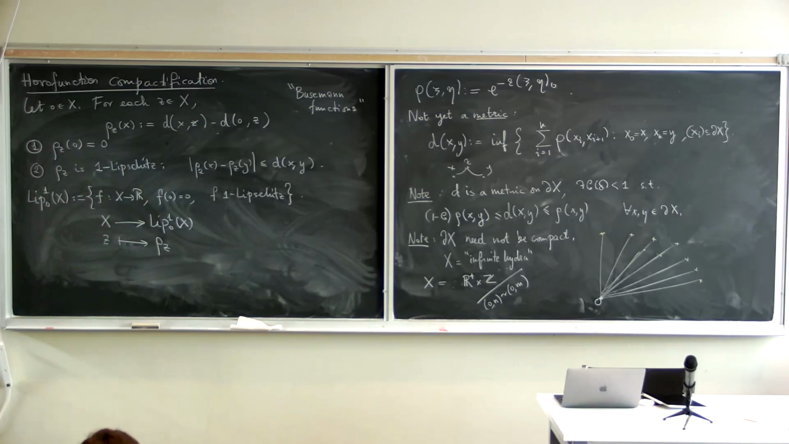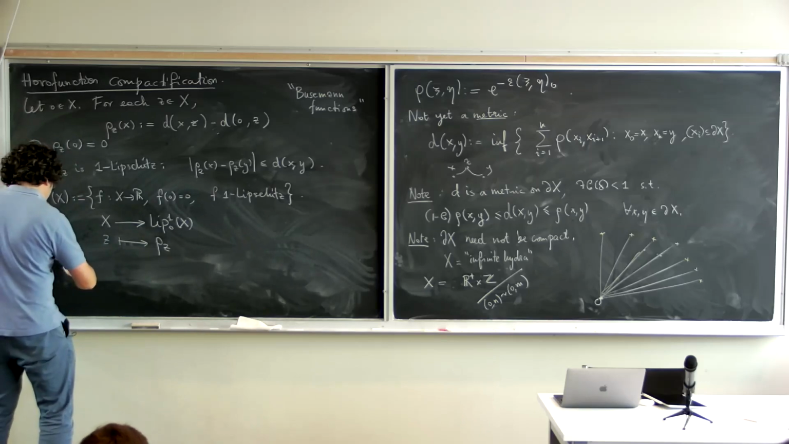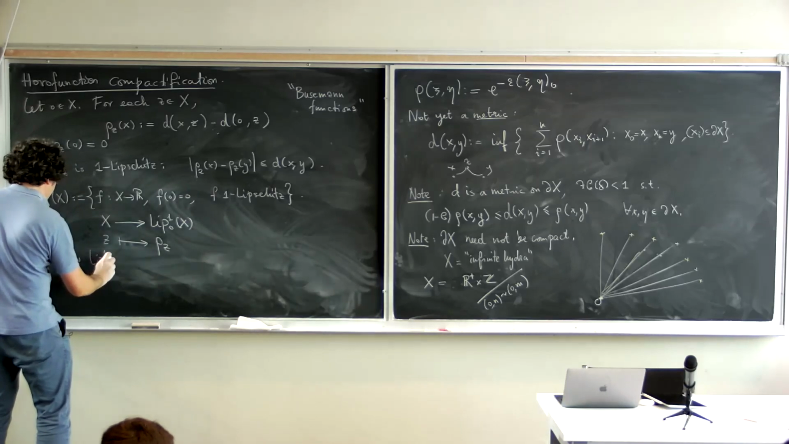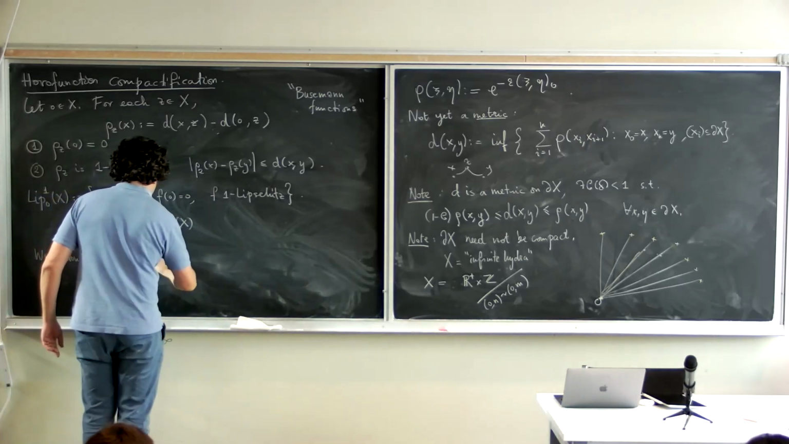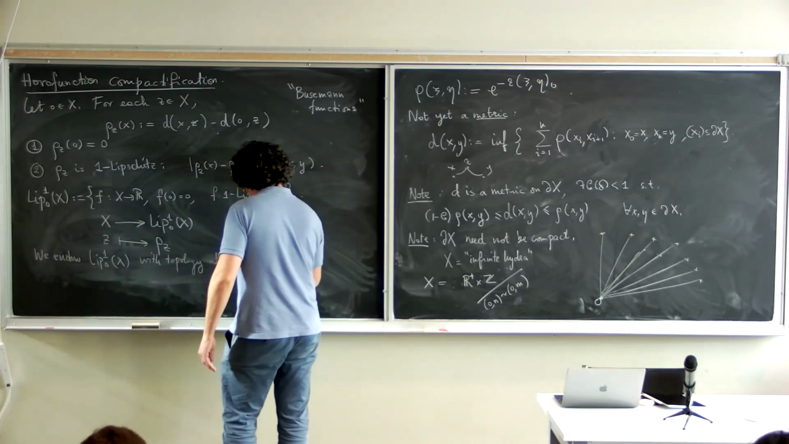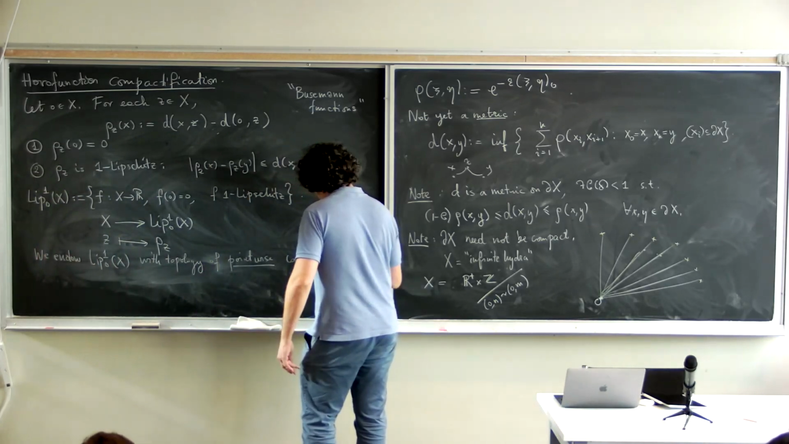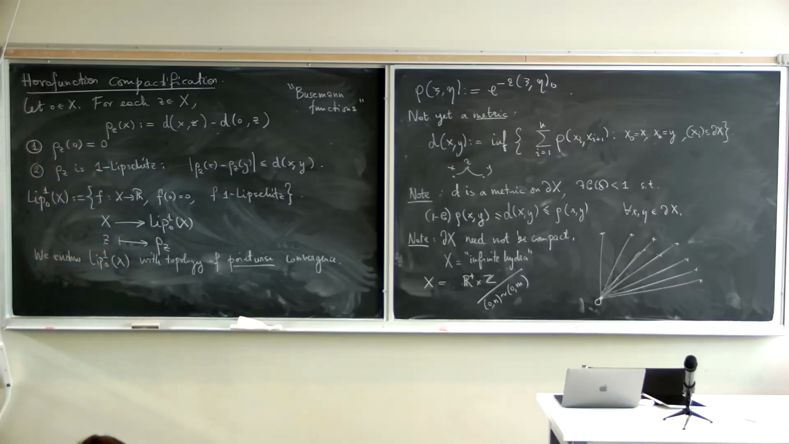Now we have to put a topology. X already has a topology, so what is the correct topology here? Of course, there are various choices. But for our purposes, especially if X is non-proper, we take the topology of pointwise convergence. So we endow Lip_1,0 of X with the topology of pointwise convergence. This is a fairly weak notion of convergence, of course.